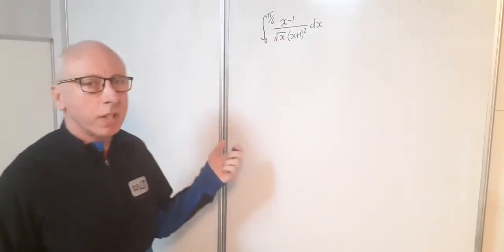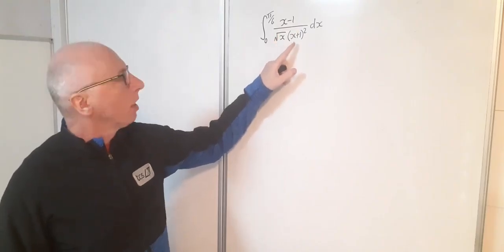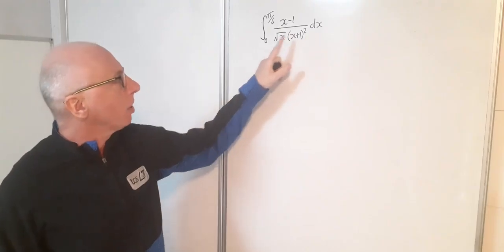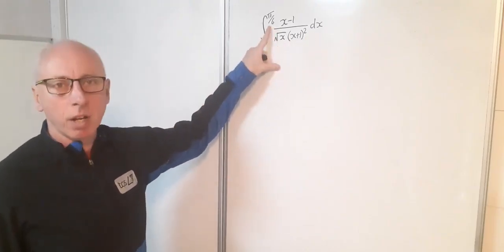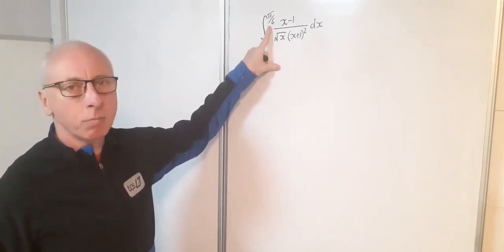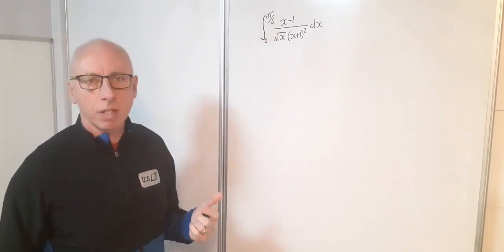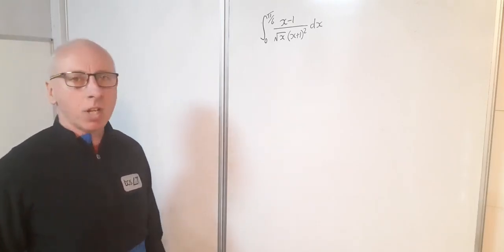So in this video we're going to look at this integral: (x minus 1) divided by the square root of x with (x plus 1) squared all in the denominator, with regards to x from 0 to pi over 6. Now we've got a pi over 6 there. That's got to be some sort of clue that there's going to be some trigonometric substitutions or results coming from this integral somewhere. So where are we going to start?